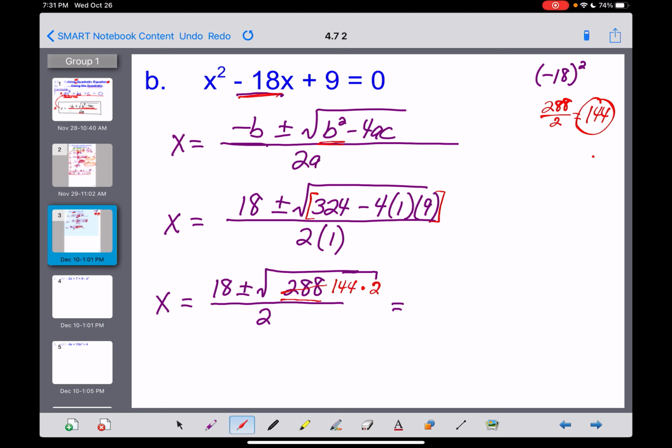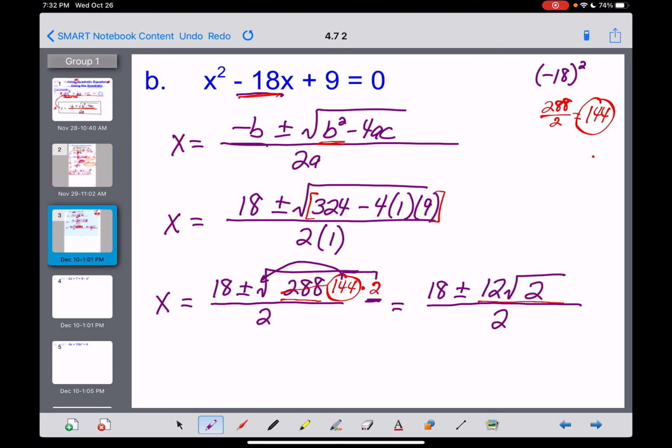Then, this is kind of my shortcut method, I circle the perfect square, and on the next step, we're going to bring the square root of that number out in front of the radical right here. So this numerator is now going to become 18 plus or minus, and the square root of that 144 is 12. That gets multiplied by this 2 under the radical here that just kind of got stuck there. So the square root of 288 simplifies now into 12 times the square root of 2 all over 2.